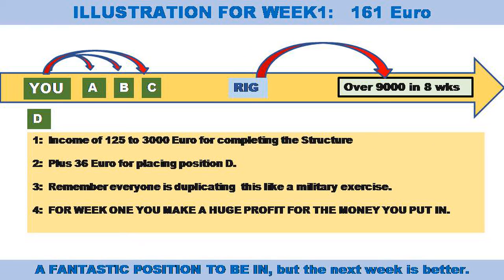Let's give an illustration of what can happen for those people who are following our system and inside Rig. So this is for week 1. You've completed the structure. The minimum you get is €161: 125 from completing the structure, plus 36 from placing position D. Remember, everybody's duplicating. Now for week 1, this is a huge profit, considering the money you've put into it. You've only put in 100 and you're getting €161 back.